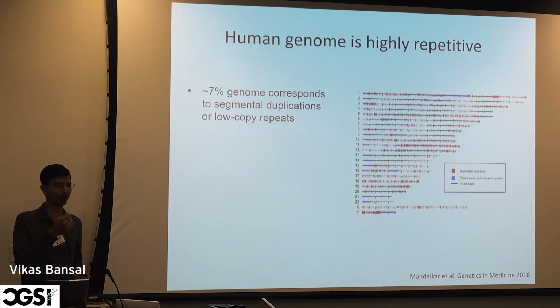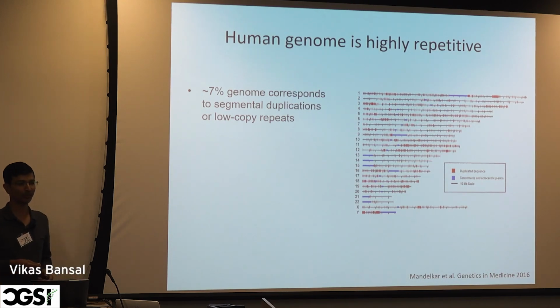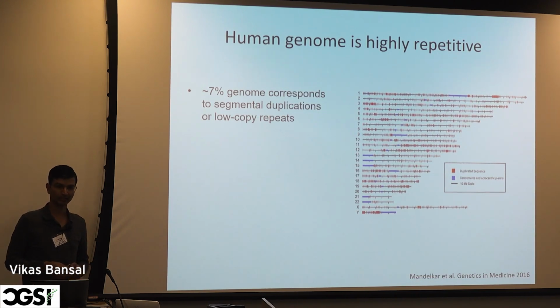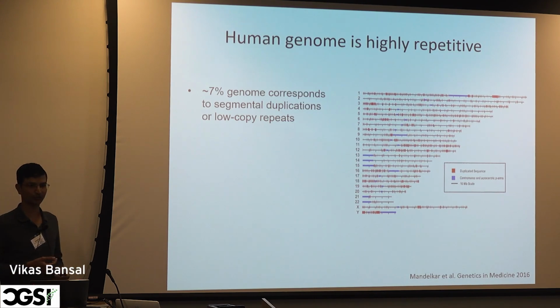In the morning talk by Powell, we heard about centromeres and also about specific loci like the IGV locus that are highly repetitive. In addition to that, about 7% of the human genome corresponds to segmental duplications or low copy repeats. So what are segmental duplications? First defined back in 2001, these are sequences in the genome that have high sequence similarity to at least one other sequence in the genome, and are also at least 1 kilobase pair long. That's the definition that's been used over the years.